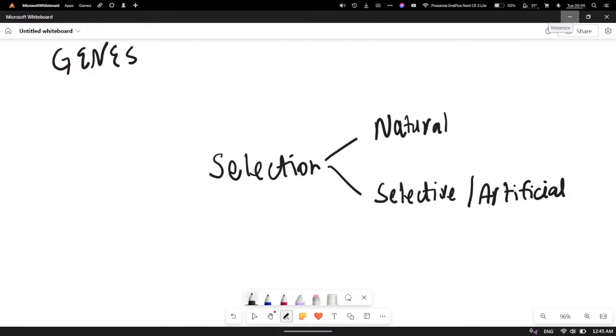But in artificial selection, only the very best organisms are chosen to reproduce. Natural selection has more variation than artificial selection. In natural selection, the speed of change in a population is quite slow, whereas artificial selection is very fast.